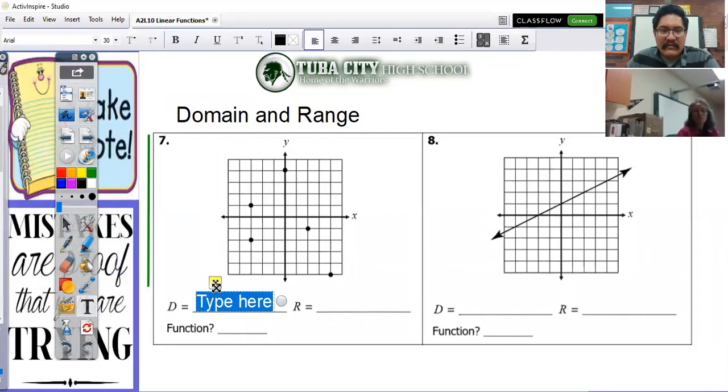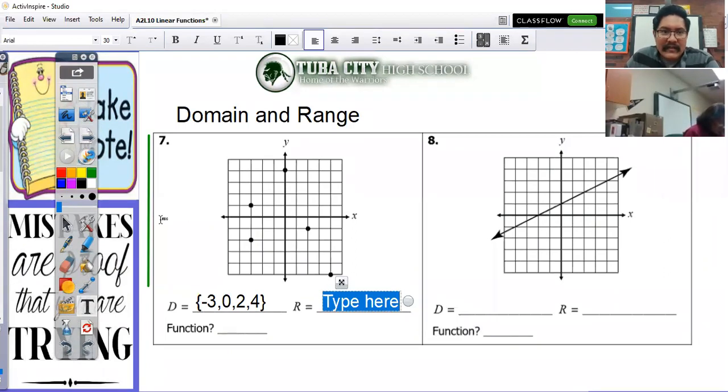So for a discrete graph, I can just name out the numbers. So the first number in my discrete domain is going to be -3, 0, 2, and 4. So those are the numbers that I can pick in that relation.